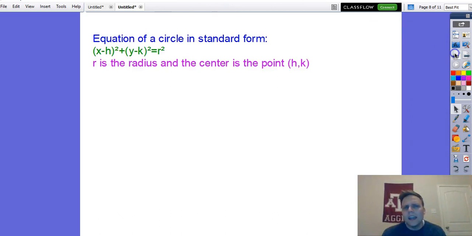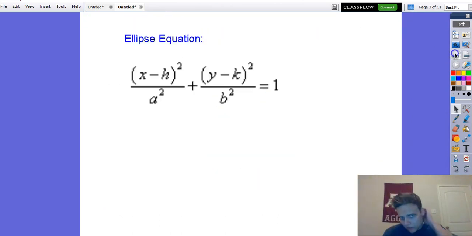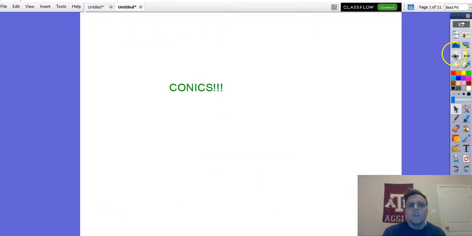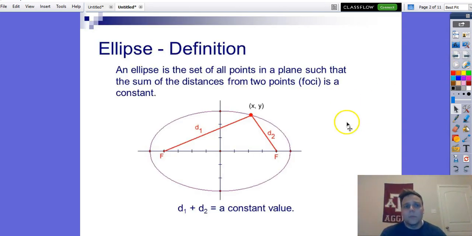Alright, so let's go back and take a look at some of these definitions in word format. The first conic we're going to talk about is an ellipse. And you really do need to write these definitions down. You need to pause the video and write this definition down. It is expected that you will know it. An ellipse is the set of all points in a plane such that the sum of the distances from the 2 points, which we call foci, is a constant.